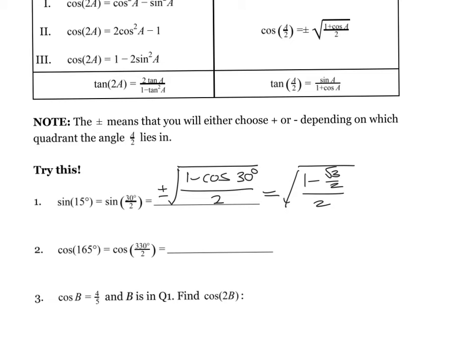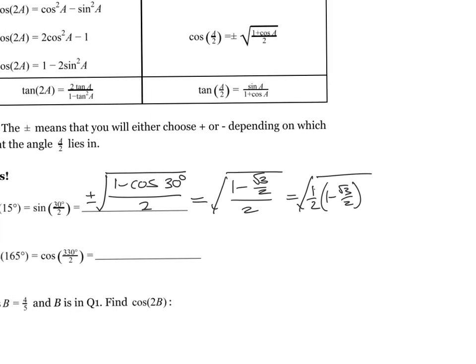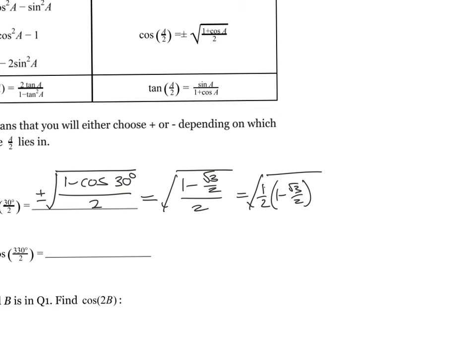So what can we do about that? We want to simplify that a little bit. So we have the square root of, I'm going to take this over 2, and I'm going to bring it outside and say I'm going to take the numerator and multiply it by 1/2. So I'm really saying 1/2 times 1 minus root 3 over 2. And so let me distribute the 1/2. It's going to be the square root of 1/2 minus root 3 over 4.